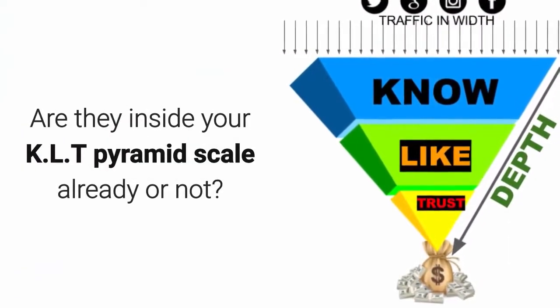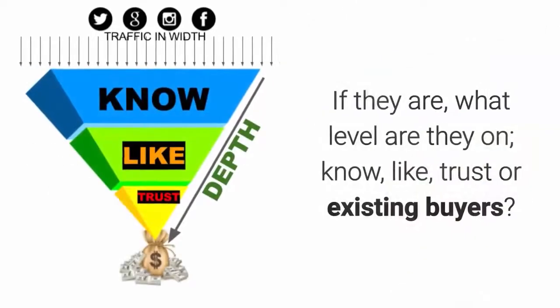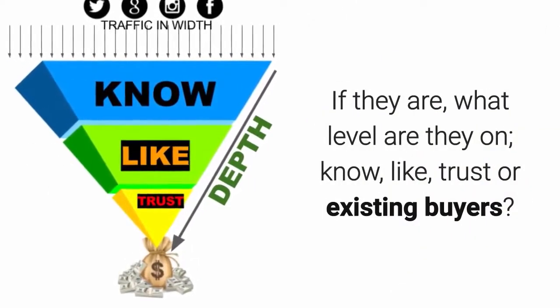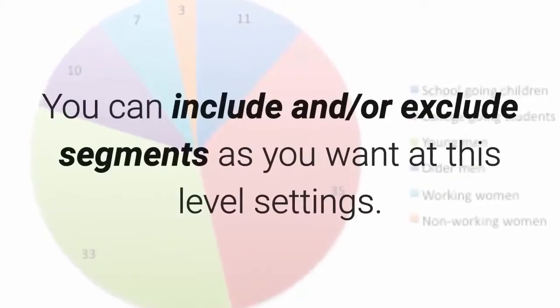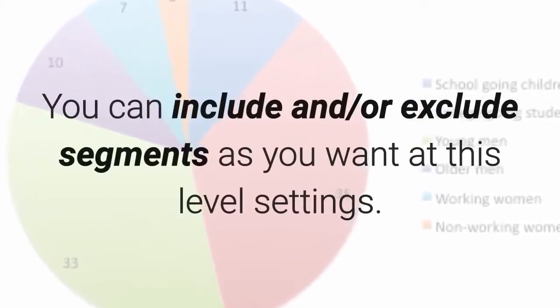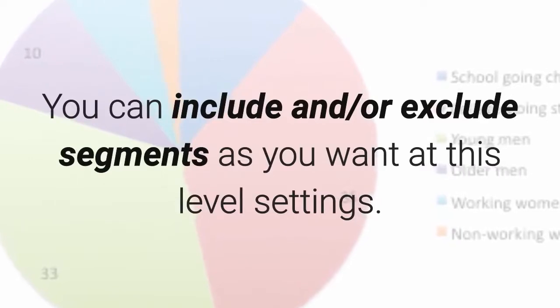Are they inside your KLT pyramid scale already or not? If they are, what level are they on? No, like, or trust? Existing buyers, maybe? For example, if you don't want folks under the age of 27 seeing your ad, this is where you indicate that. You can include or you can exclude segments as you want at this level settings.